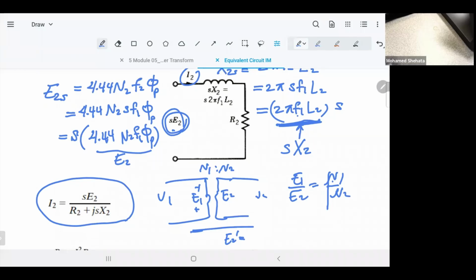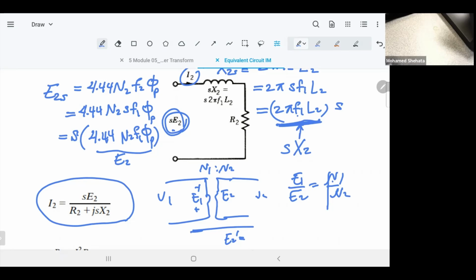So what will you do here? Multiply by the turns ratio. If you multiply by the turns ratio, you have SE2 times N1 over N2, you still have S.